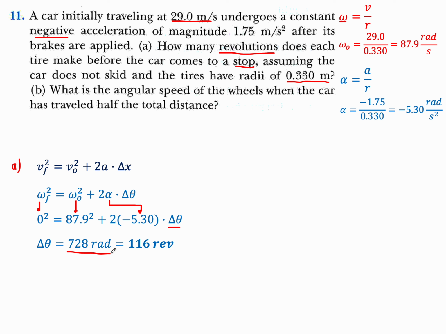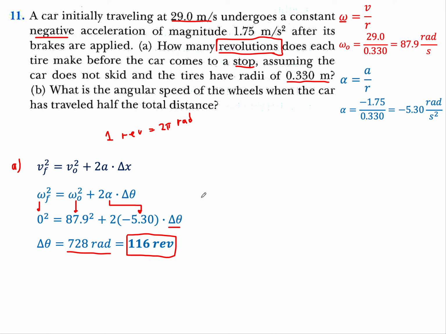You're like, oh, okay, great. Well, we got one more step. They actually wanted the answer to A in revolutions. And so how do we go from radians to revolutions? Again, remember that 1 revolution is equal to 2 pi radians. And so you can very quickly just take our number of radians, divide it by 2 pi, and that will give us the number of revolutions. And that's what I've done here. If you take 728 divided by 2 pi, you'll get our final answer, which is this.